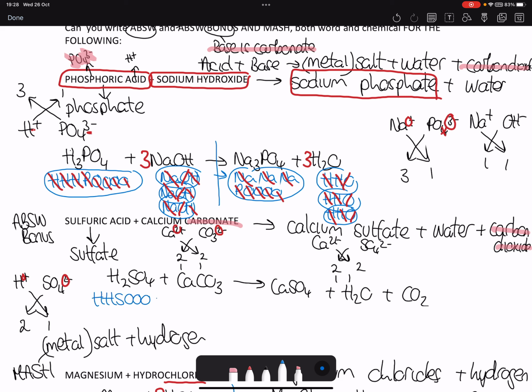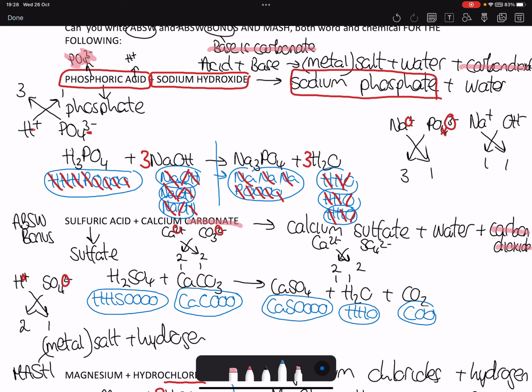H2SO4, 1, 2, 3, 4 O's in a package. CaCO3, 3 oxygens in a package. CaSO4, so 1, 2, 3, 4 in a package. H2O in a package and CO2 in a package. So we have 2 hydrogens on the left, 2 hydrogens on the right. We have 1, 2, 3, 4, 5, 6, 7 on the left of oxygen. We have 1, 2, 3, 4, 5, 6, 7 on the right. We have 1 S. My gut is saying that we are balanced.